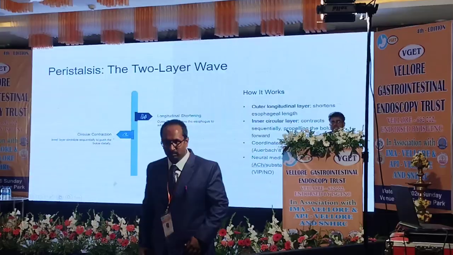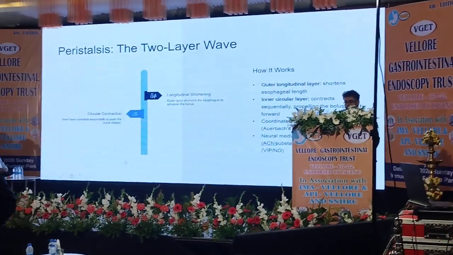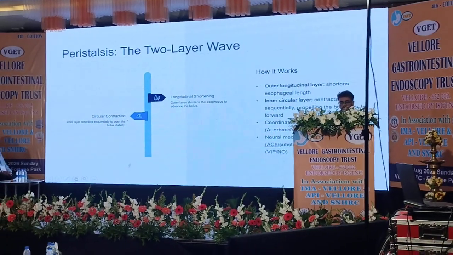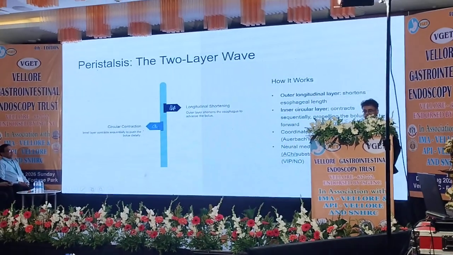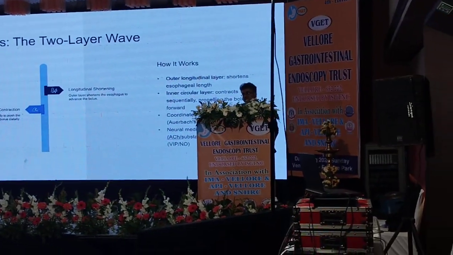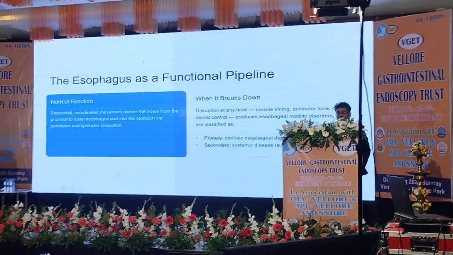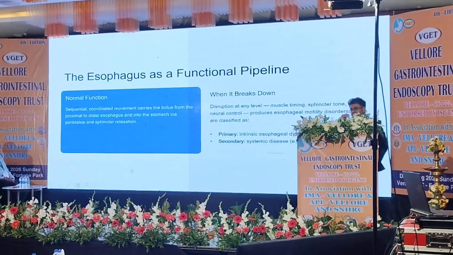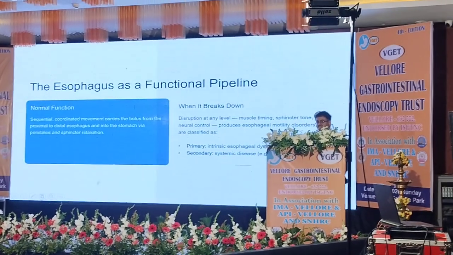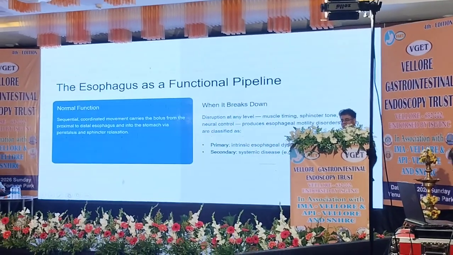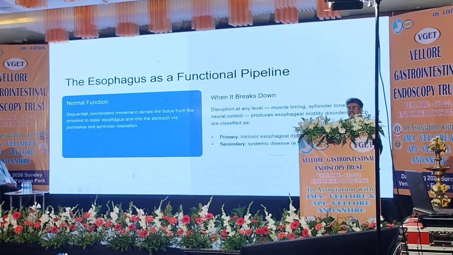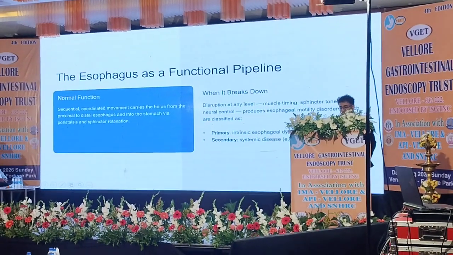The peristalsis of the outer longitudinal layer is mainly by a two-layer wave. The outer longitudinal layer shortens the esophageal length, and the inner circular layer contracts sequentially, which progresses the bolus forward. So the upper esophageal sphincter contracts, followed by the swallow mechanism, and then the lower esophageal sphincter relaxes. If there is any breach in this pipeline, that is the area where esophageal motility gets disturbed.